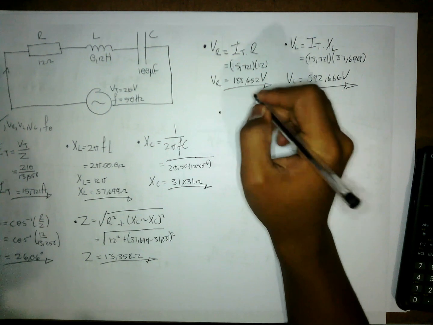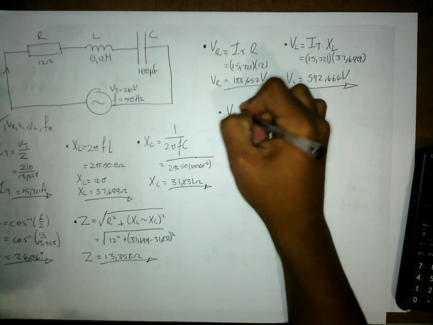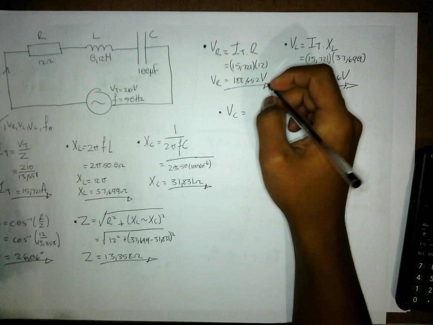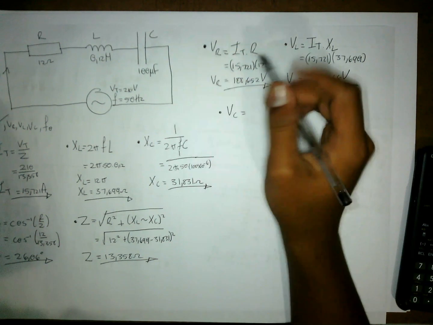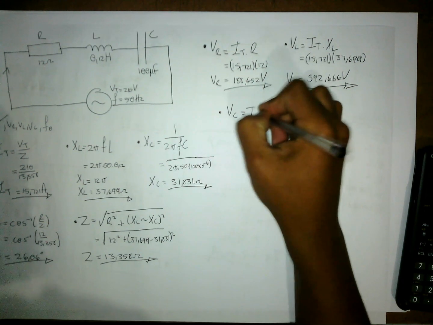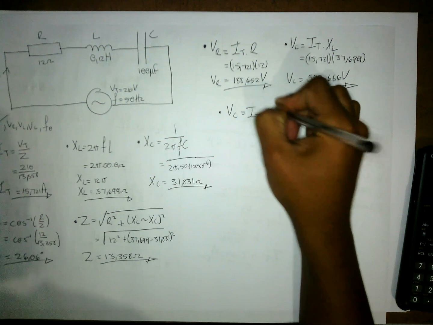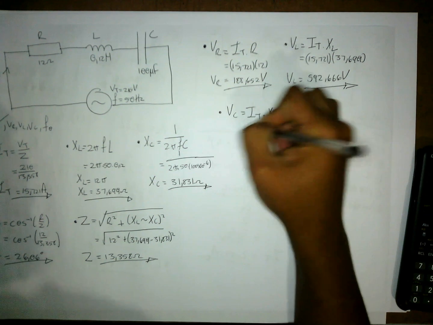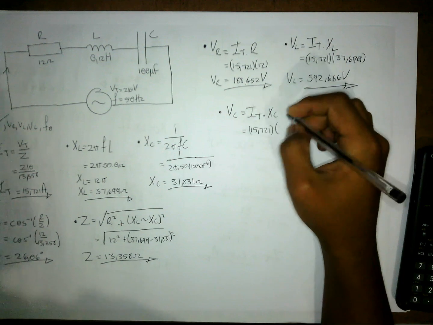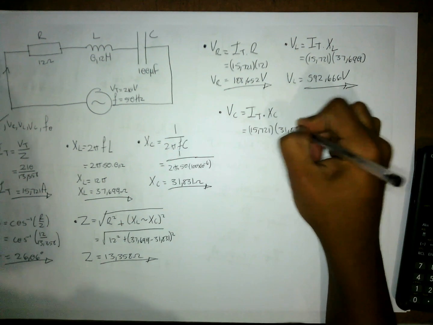Okay, so we need our VC, the voltage across the capacitor. So the current to the capacitor and the capacitor's resistance we need. So I total times XC equals 15,721 multiplied with 31,831.